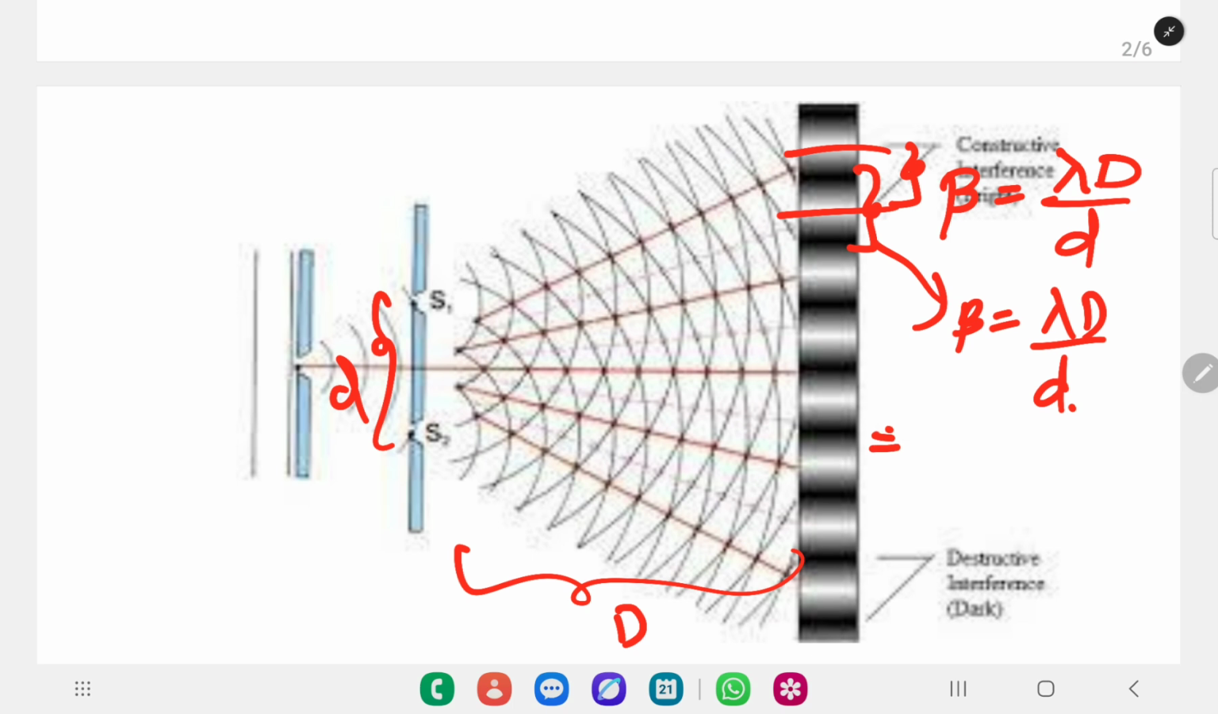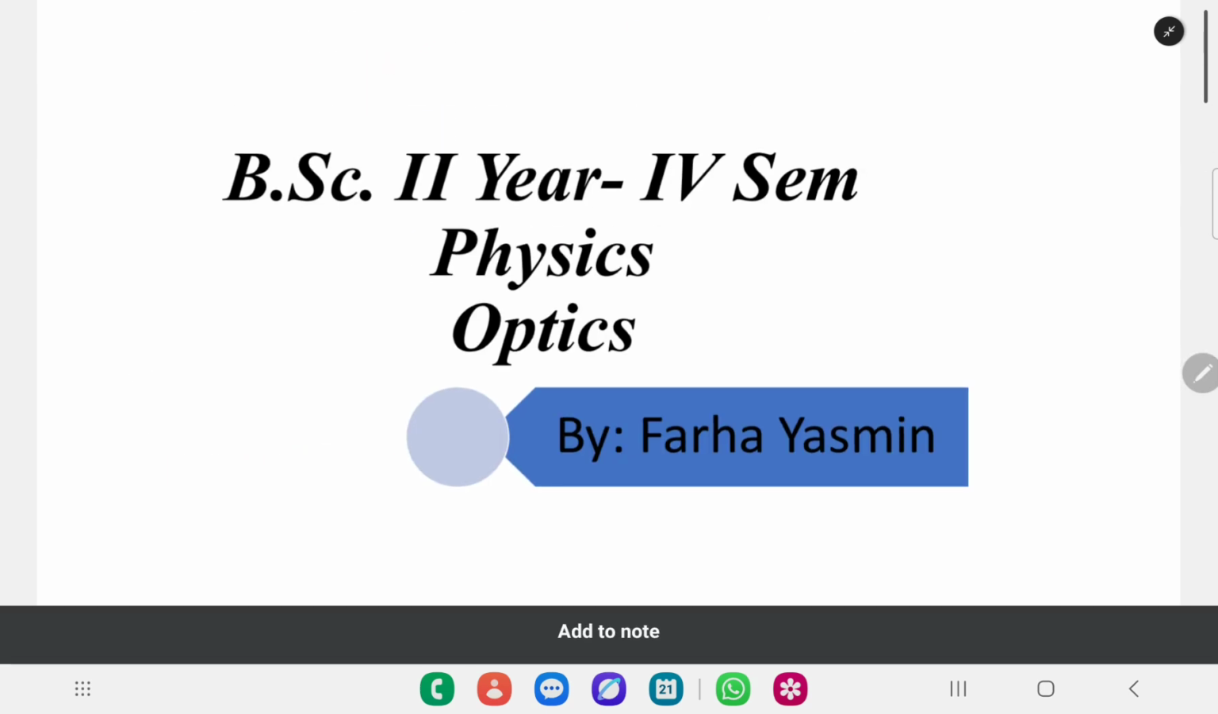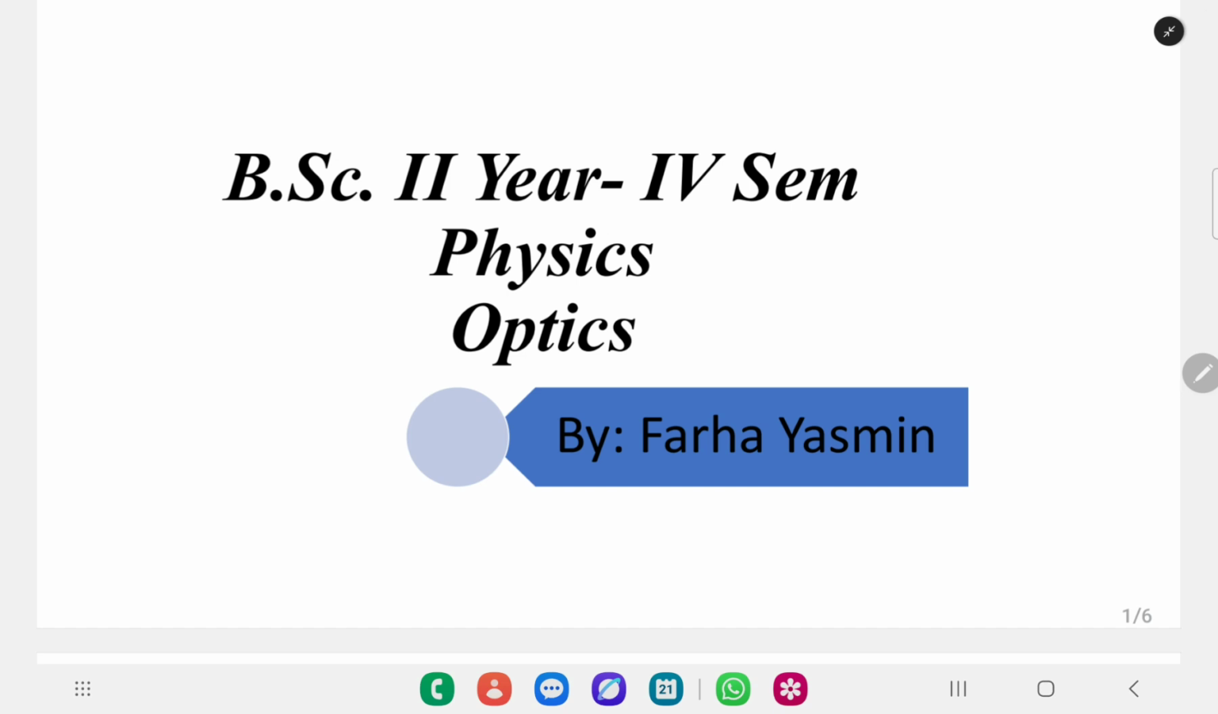By this we can say that beta, the width of the fringe, is directly proportional to lambda. Beta is directly proportional to capital D, the distance between the source and the screen, but it is inversely proportional to small d, the distance between the two sources. So this was today's topic. I hope you understood. Thank you.